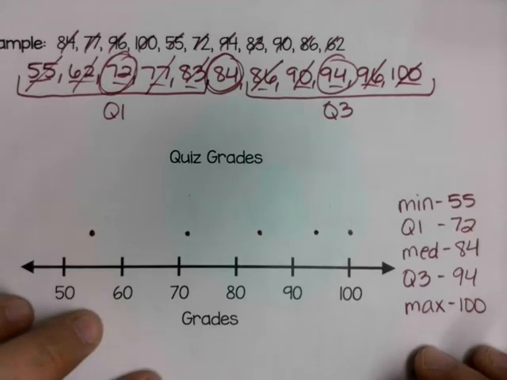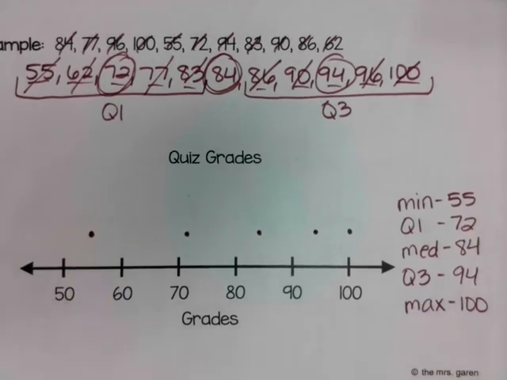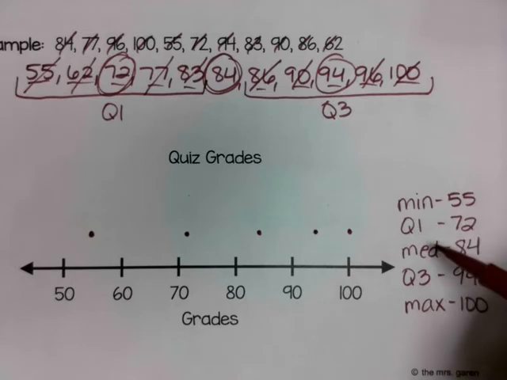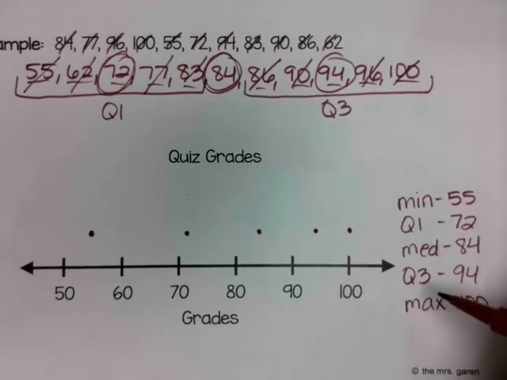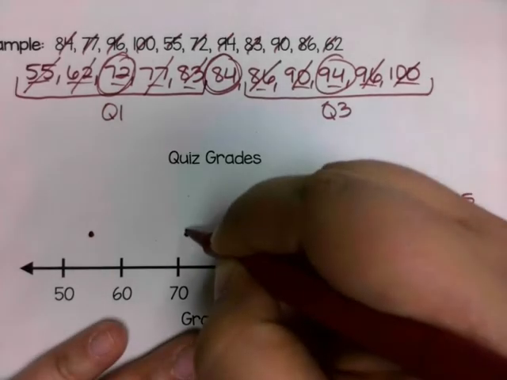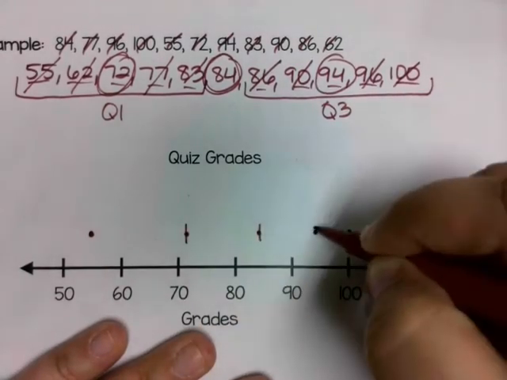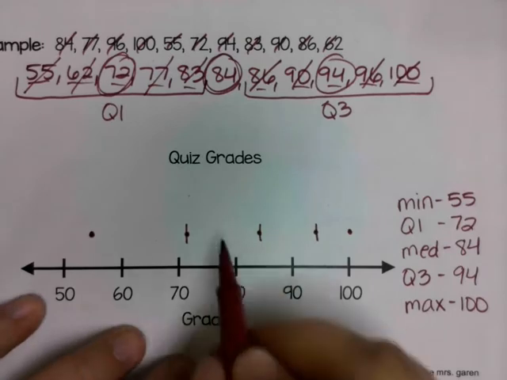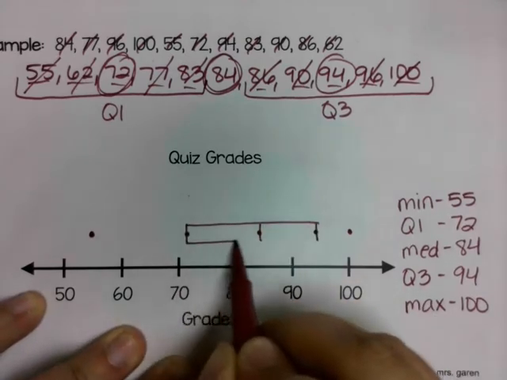Now, to create the actual box plot, we're going to take those three middle values, our Q1, our median, and our Q3, and we're going to create the box out of it. So to do that, we're going to take those three middle dots and draw a line going down the middle of it like that. And then we can just connect them to make the actual box.